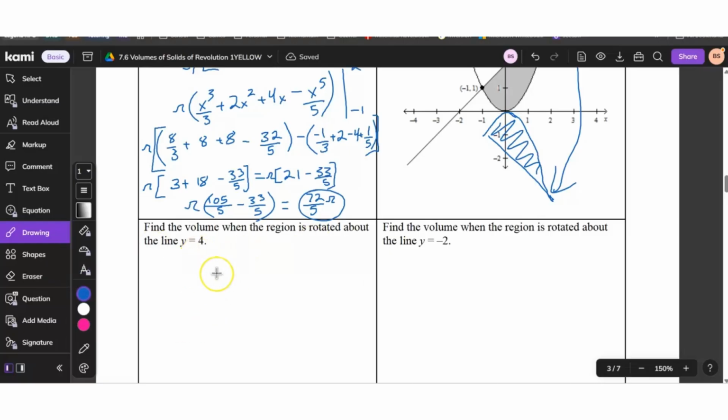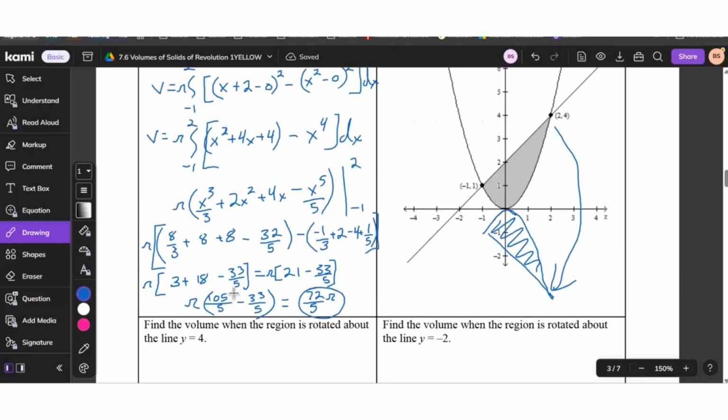Fantastic. All right, find the volume of the region that is rotated about the line y equals 4. Can we do that by ourselves? No, I don't think you can yet. Let's do a different color. So I got to go through this line.